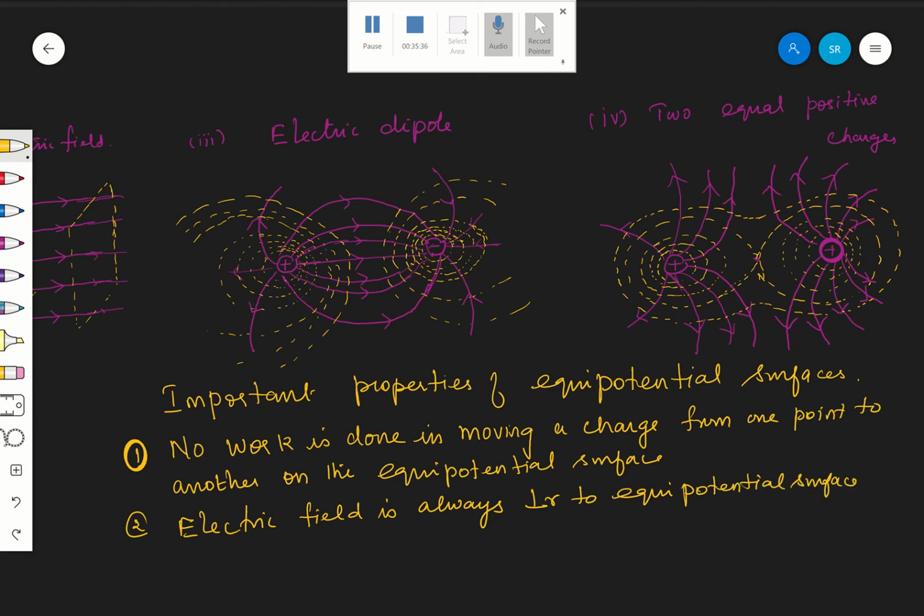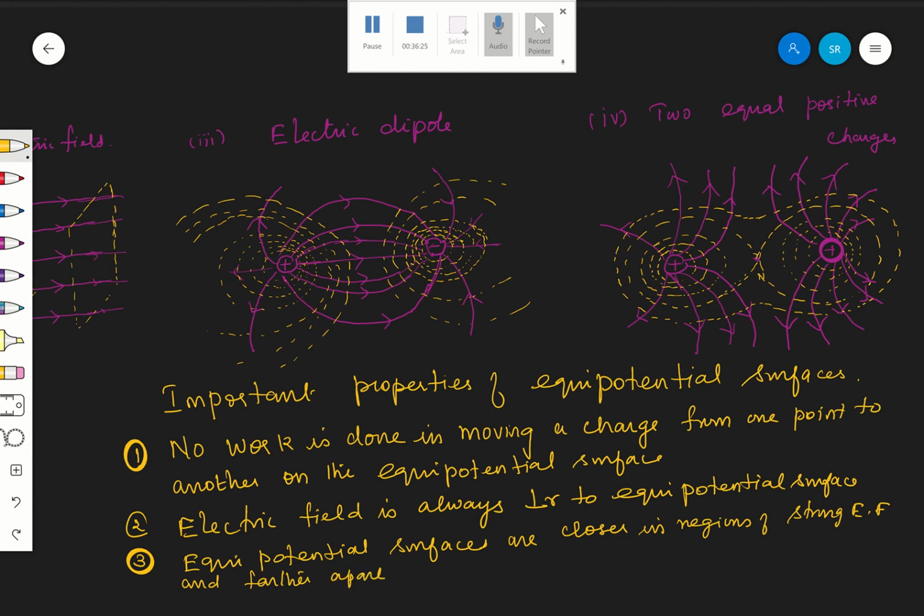Next, the third one, which is very important: equipotential surfaces are closer in regions of strong electric field, and farther apart in regions of weak electric field.